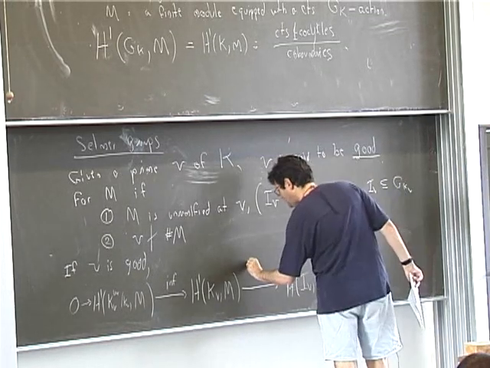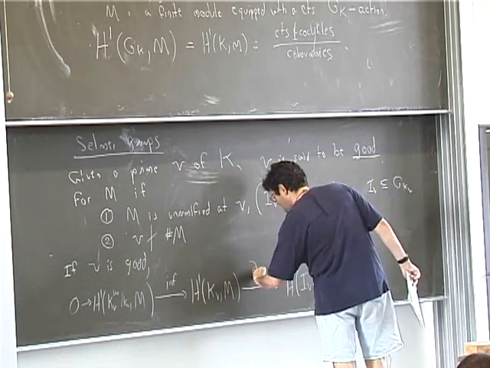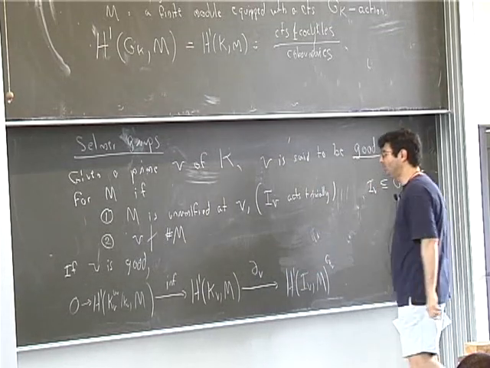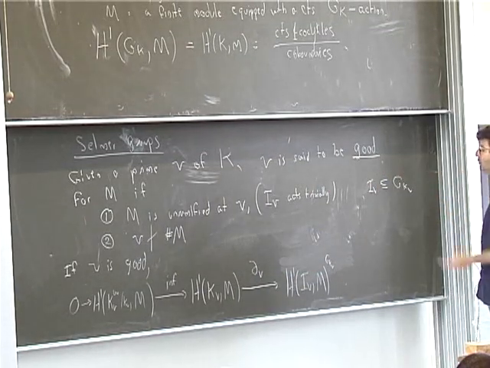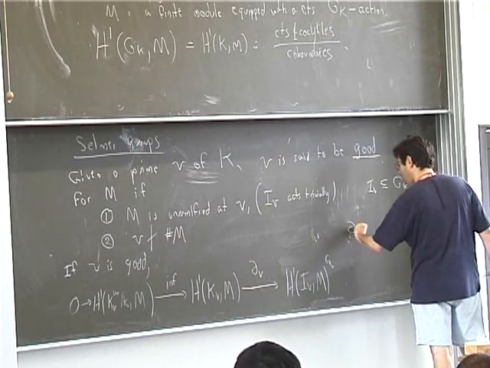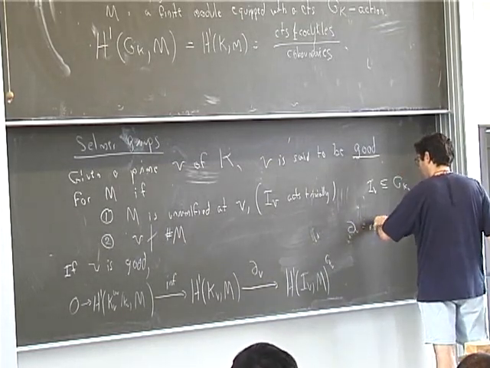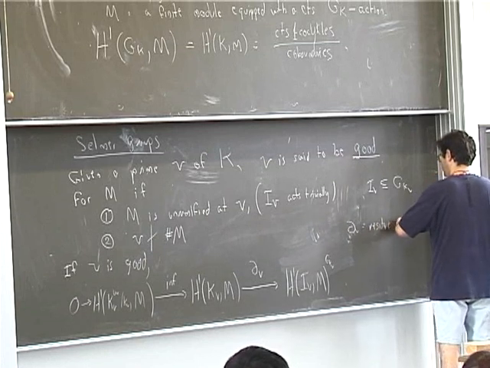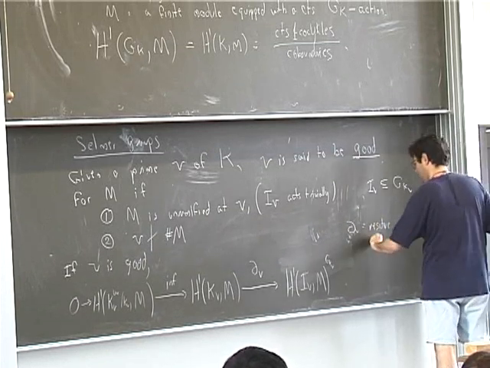I'm going to give a name to this map. I'll call it this kind of symbol, circle dV, and I'm going to call dV the residue map at V.